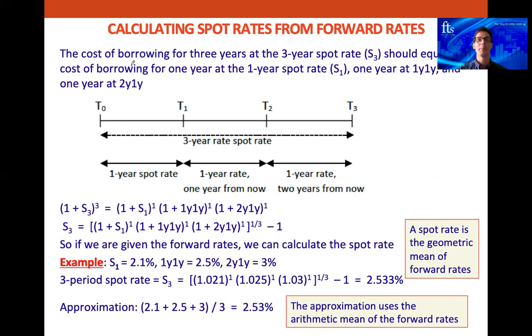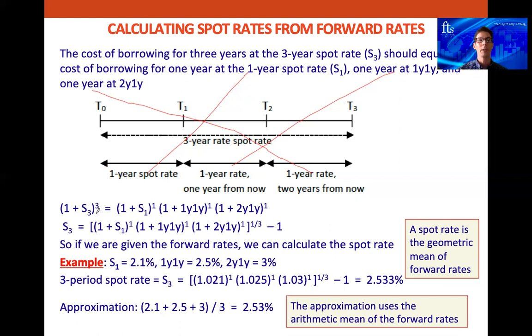The cost of borrowing for 3 years at the 3-year spot rate, that should equal the cost of borrowing. So this is over here, the cost of borrowing for 3 years at the 3-year spot rate. That's the top line over here, the top arrow, I beg your pardon, over there. That should equal the cost of borrowing for 1 year at the 1-year spot rate, which is over here. And for 1 year at the 1-year rate 1 year from now, which is over there. And lastly, 1 year at the 1-year rate 2 years from now. So that should be the case, right?